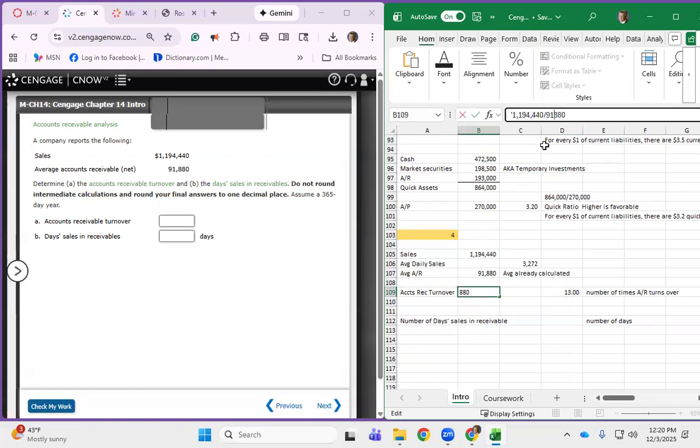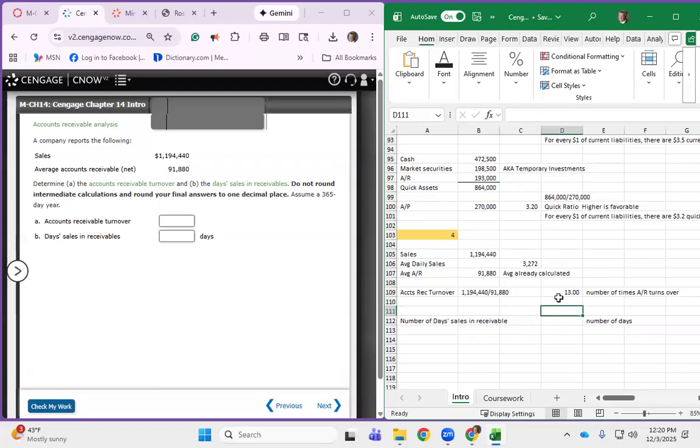And what is this saying? This is saying that in 1 year, we collected accounts receivable 13 times. I don't know what our credit terms are for our customers, but if our credit terms are 30 days, we're doing pretty well. If we were collecting it every 30 days, it'd technically be about 12 days in sales. So we're going to be finding a number of days that's going to be less than 30.